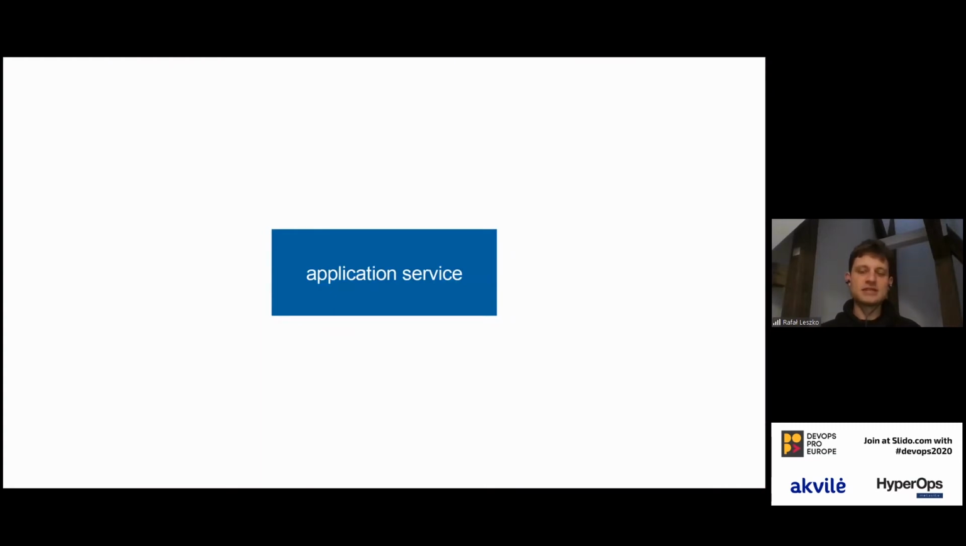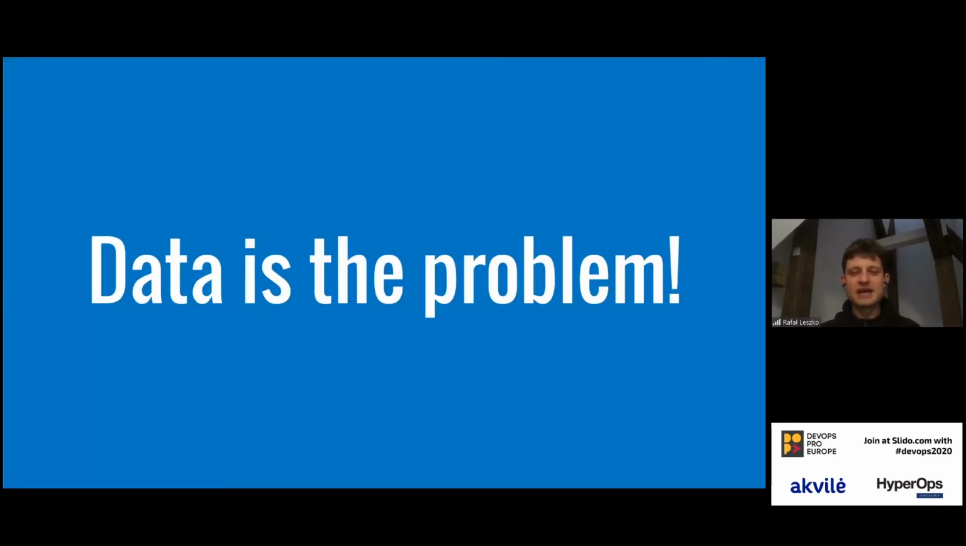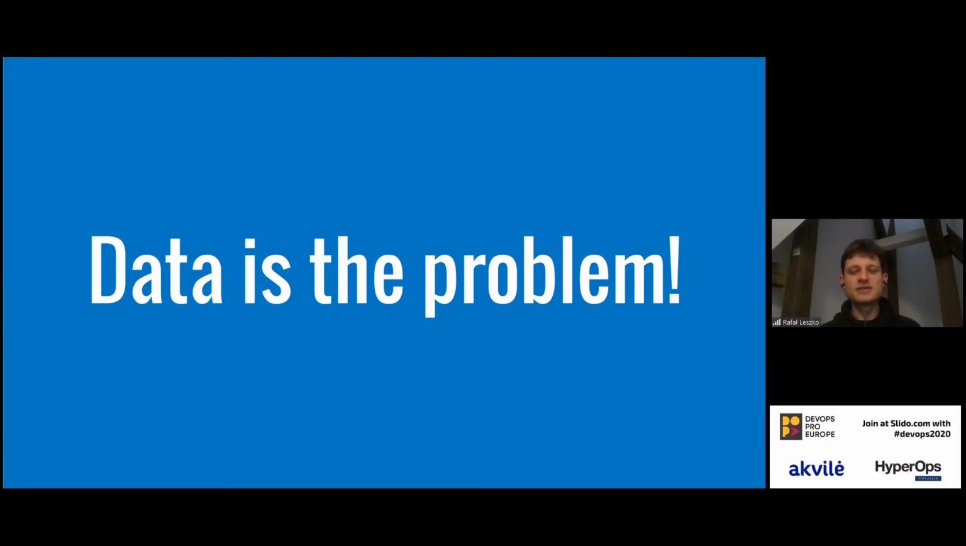In our world, each stateless service has dependencies like data stores, queues, other services, caching, a lot of different dependencies which are stateful. And in terms of high availability, it's data which is the problem. That is why this talk will be mainly about data stores, because all other things are way easier to make highly available.